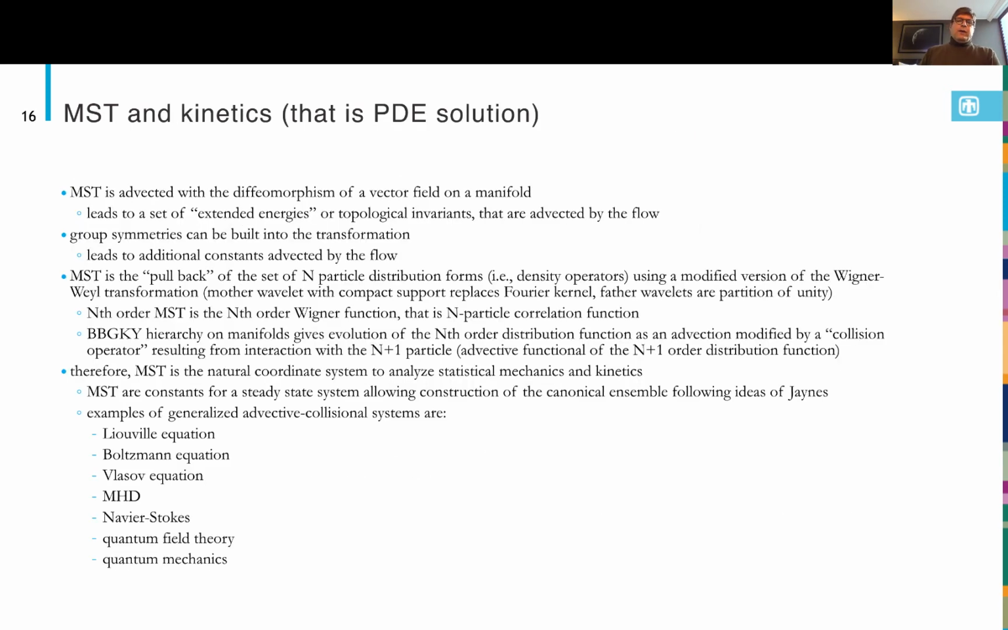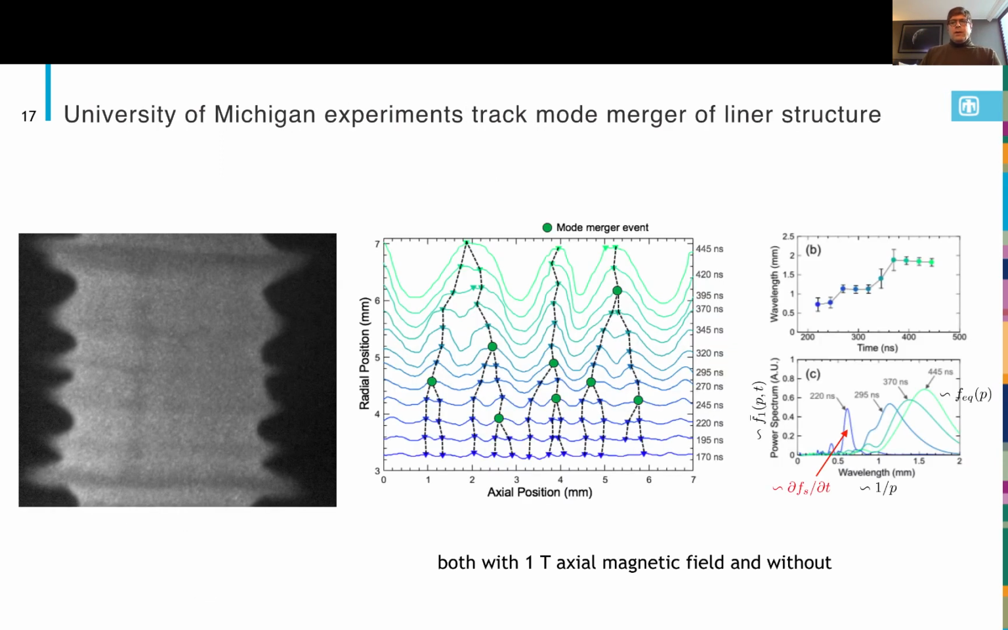Okay, now if we have something that's going to steady state, we end up finding that the Mallat scattering coefficients are now going to be constants of the motion, and that will allow us to construct canonical ensembles following the idea of Jaynes for all of these different types of systems. Okay, why is this so interesting?